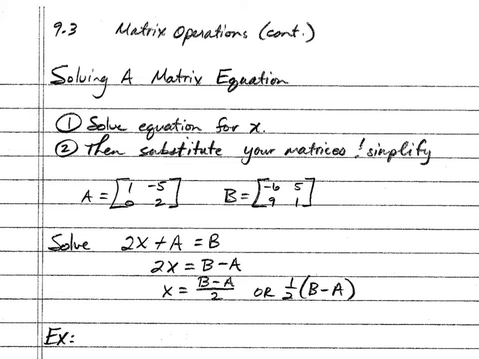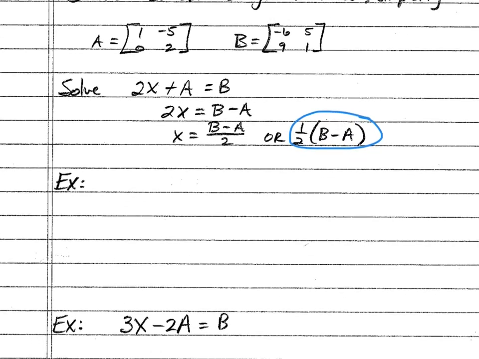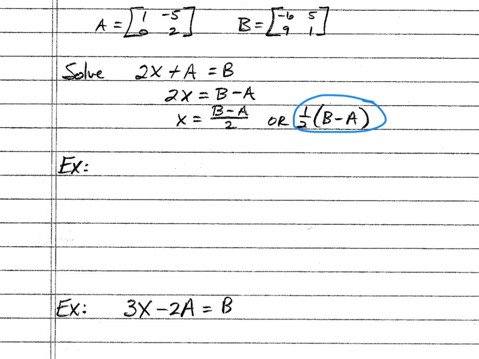Now, B minus A divided by 2 is the same thing as taking 1/2 times B minus A. So when I plug these in, I'm going to make it look like that one. So what this is going to look like now is 1/2 times matrix B, which is negative 6, 5, 9, and 1, minus matrix A, which is 1, negative 5, 0, and 2.